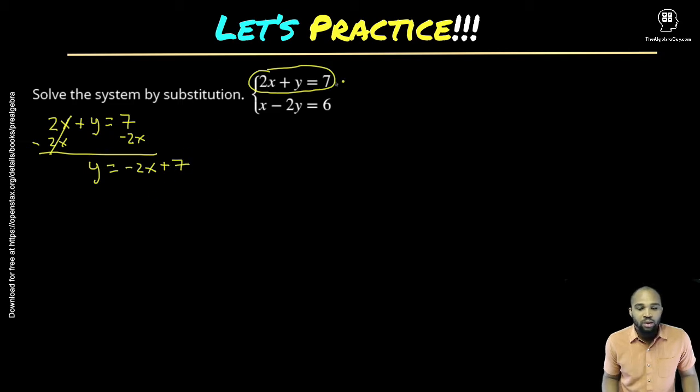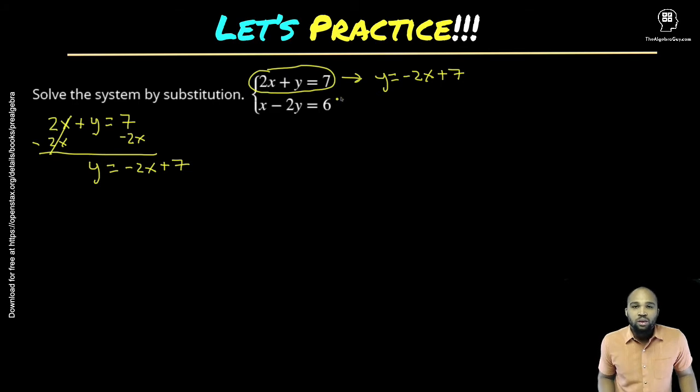So now I know that y equals negative 2x plus 7. What does that mean? Now I can replace everywhere I see y in the equation below with negative 2x plus 7, and that's what I'm going to do here. So let's change colors and show that. Instead of x minus 2y equals 6, I'm going to write x minus 2, and instead of y, we're going to put in negative 2x plus 7. Negative 2x plus 7. And finishing that equation, equals 6.